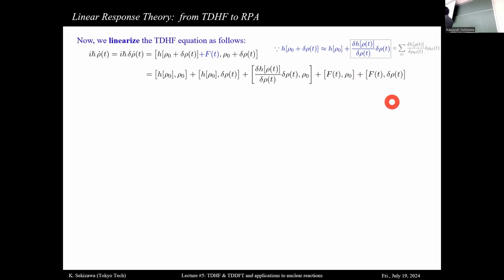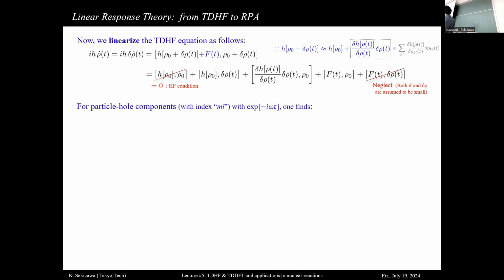And let's see term by term. Okay. And from the Hartree-Fock condition here, this first term vanishes. Okay. And here, the F delta rho term can be neglected because it is second order in delta rho. We assume that the perturbation is small. So perturbation times delta rho is second order. So we can neglect it. Okay, so the remaining terms are those three terms.